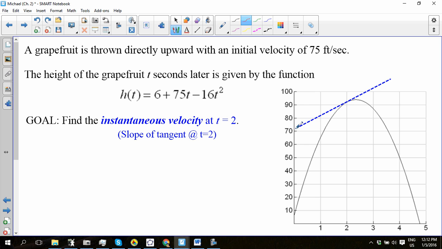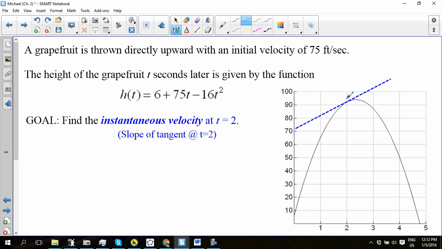All right, now let's focus on how in the world we are going to find exactly how fast the grapefruit is going, the rate of change or the velocity at exactly 2 seconds after it was shot up into the air. The velocity is still going to be positive because it was still moving upward. But what is that velocity at that exact point?